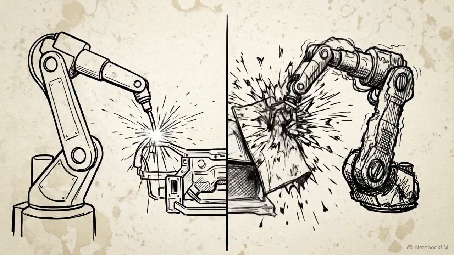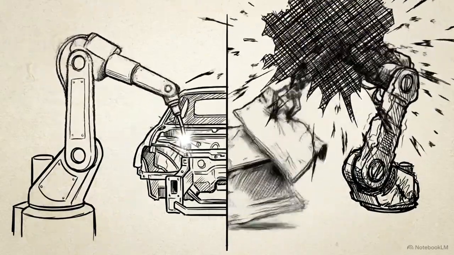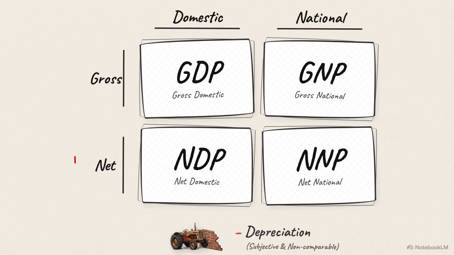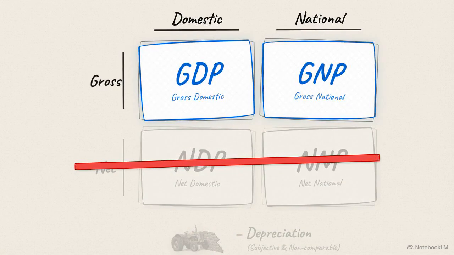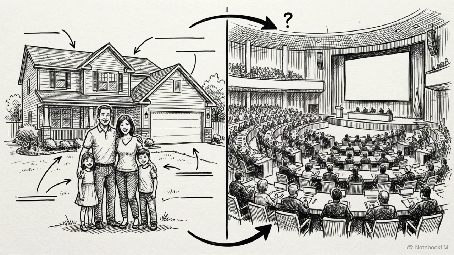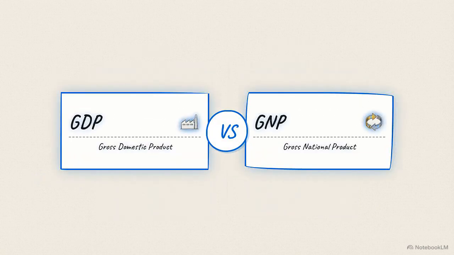Because country A might write off industrial wear and tear at 5%, while country B writes it off at 10%, any metric relying on depreciation becomes useless for an apples-to-apples international comparison. This lack of objectivity eliminates the entire net row of our matrix. Net domestic product and net national product are disqualified. The purity that makes NNP perfect for domestic assessment is exactly what disqualifies it internationally. We are left with a final elimination bracket: gross domestic product versus gross national product.